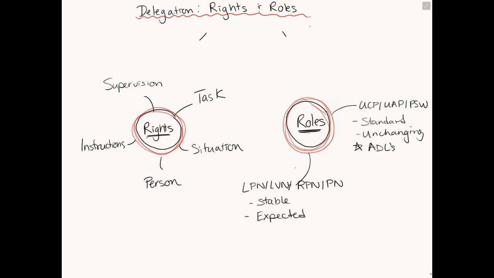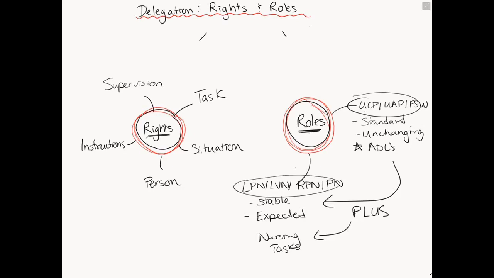So this includes everything that we spoke about with the UCP, UAP, and PSW, plus the only assigned stable patients with expected outcomes. So the LPN, LVN, RPN, or PN can do all the things the PSW can do, and we can now add on some nursing tasks such as giving medications, not including any complex IV medications or blood administration, changing dressings, catheterization. They can review teaching that was originally initiated by the registered nurse but cannot initiate any teaching. So that's important to note.